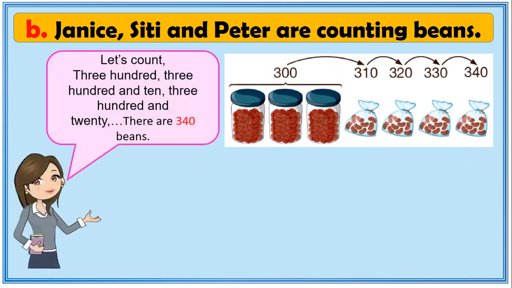Okay, now let us count. So again, these 3 jars is 300, 100, 200, 300. Okay, now let us continue counting by 10. 300, 310, 320, 330, and 340. So all in all, there are 340 beans.